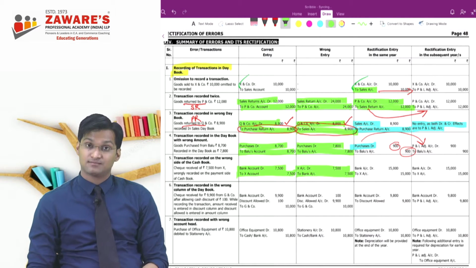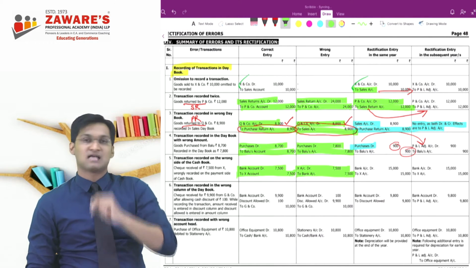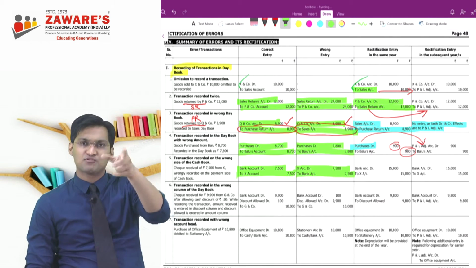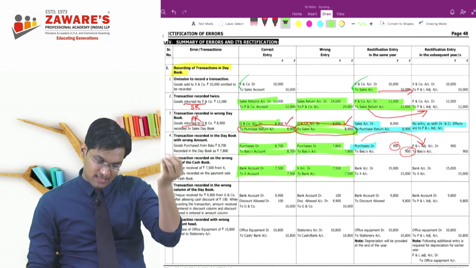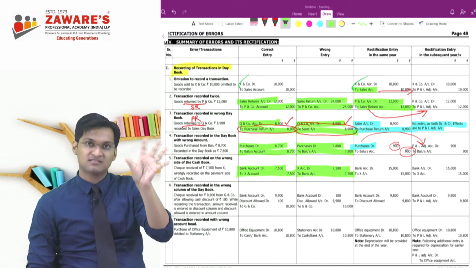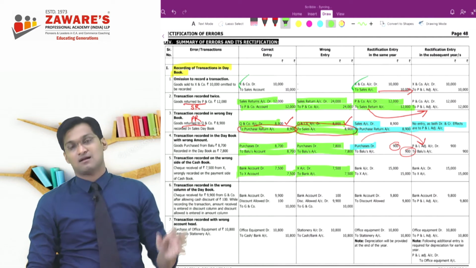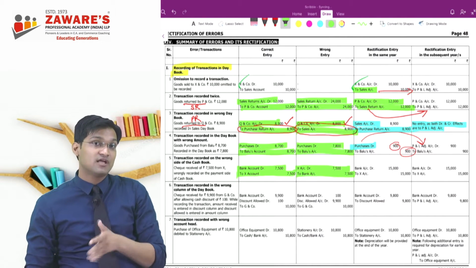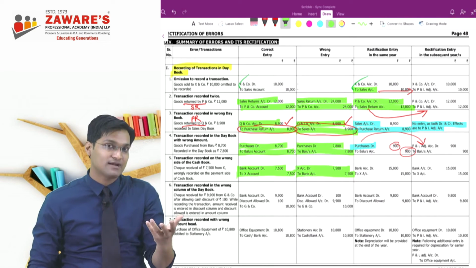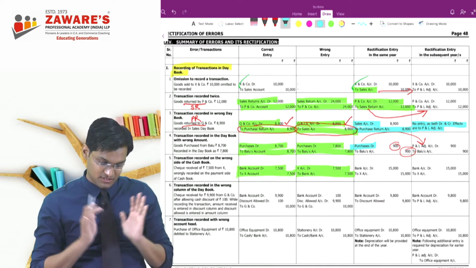Amount is correct. Accounts are also correct. But the effects are wrong. I can say opposite effects you have given. बैंक अकाउंट डेबिट होना चाहिए था, डेबिट नहीं हुआ. इंस्टेड कौन सा अकाउंट डेबिट कर दिया आपने? एक्स अकाउंट. एक्स अकाउंट जो क्रेडिट होना चाहिए था नहीं हुआ, उसकी जगह कौन सा अकाउंट क्रेडिट कर दिया आपने? बैंक अकाउंट. अब इस एरर को कैसे रेक्टिफाई करेंगे, ध्यान दीजिए.